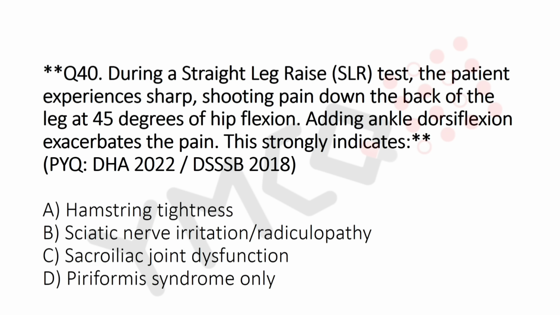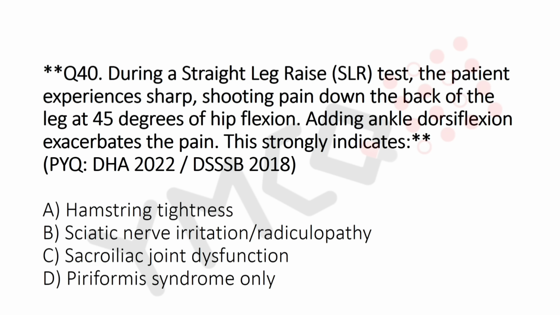Now let's move to question number 40. During a straight leg raise, SLR test, the patient experienced sharp shooting pain down the back of the leg at 45 degrees of hip flexion. Adding ankle dorsiflexion exacerbates the pain. This strongly indicates option A, hamstring tightness. Option B, sciatic nerve irritation or radiculopathy. Option C, sacroiliac joint dysfunction. Option D, piriformis syndrome only.